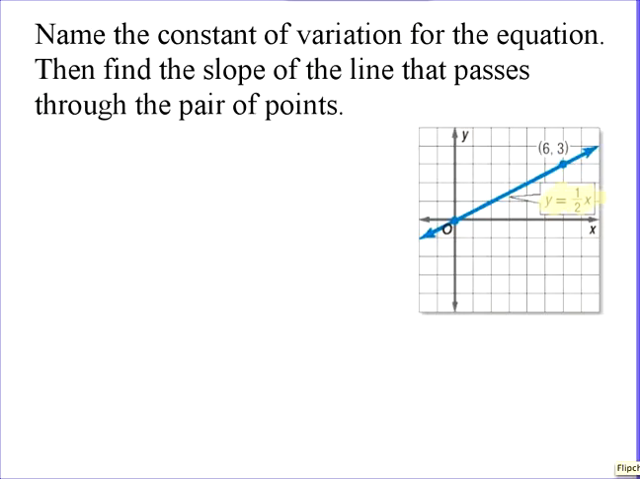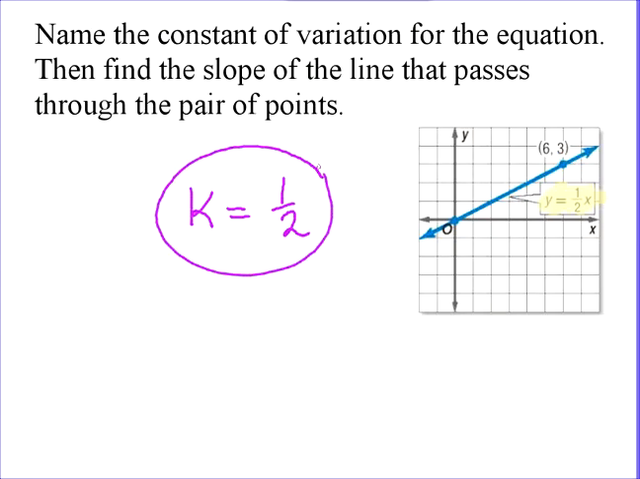Now it says to find the slope of the line that passes through these pair of points. So first of all, the constant of variation in there is what? 1/2. Good. Basically, the constant of variation is nothing more than the number in front of the x, because this is y equals k times x. So the constant of variation, k, equals 1/2. Now, it wants you to name the slope of going through each pair of points. Well, here's a pair of points.